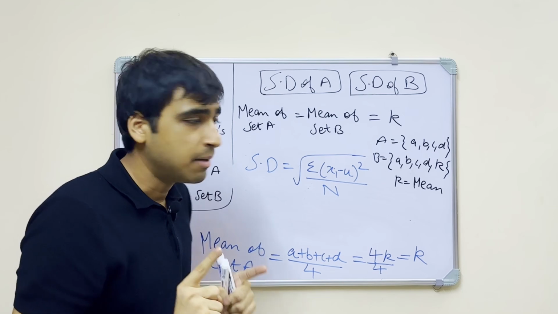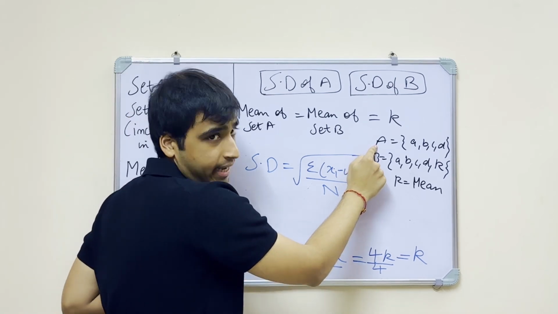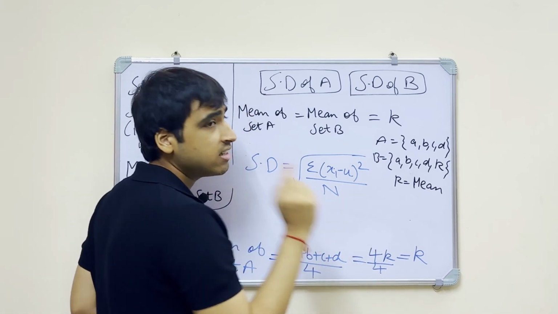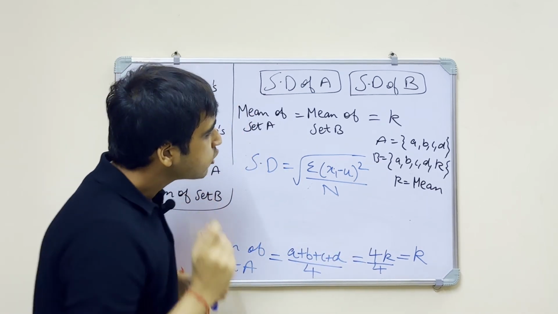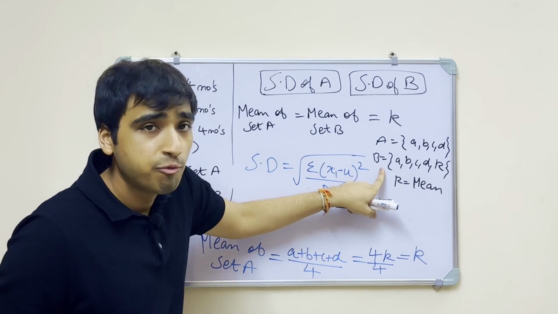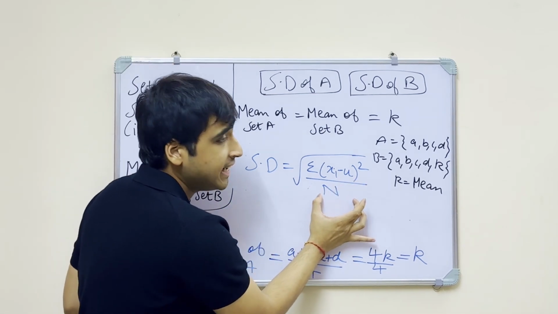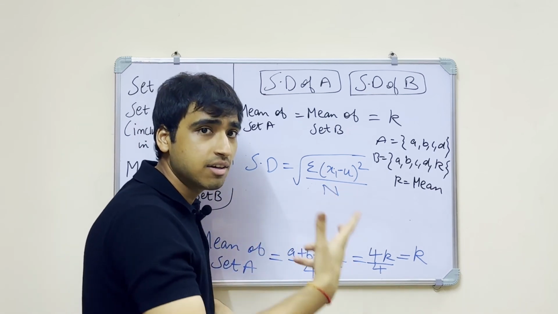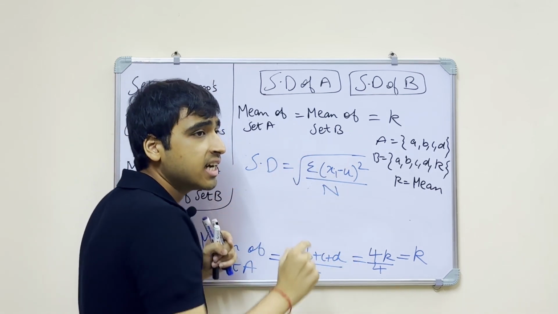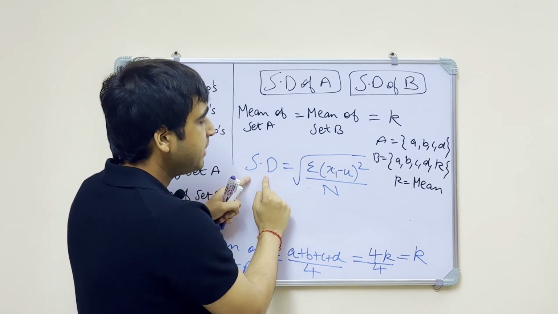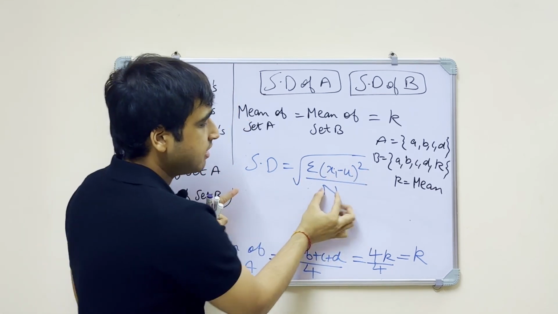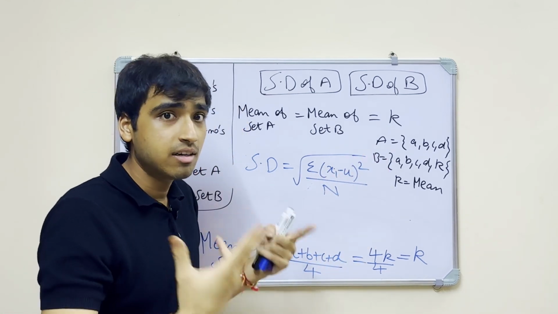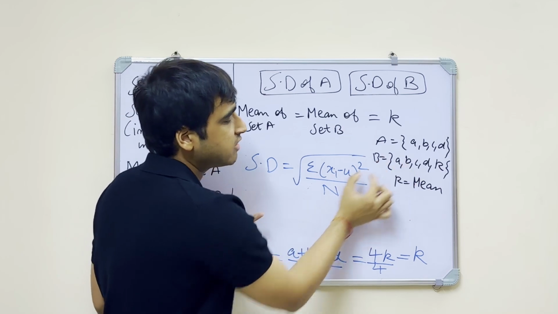So eventually, the upper part for both the standard deviations remains the same. The only difference comes from n, because in the case of A, n is 4, with 4 terms, and in the case of B, n is 5, because there are 5 terms. So the denominator is greater for B. That means the overall result will be smaller. So the standard deviation of B will be smaller because the denominator is greater. The standard deviation of A will be greater. Why? Because n is small, n is 4.